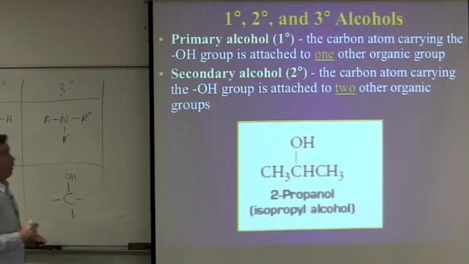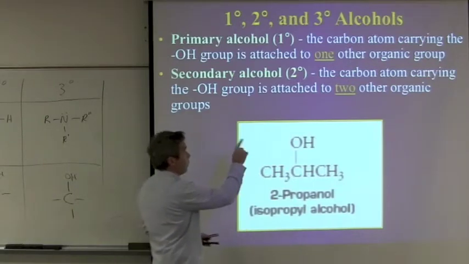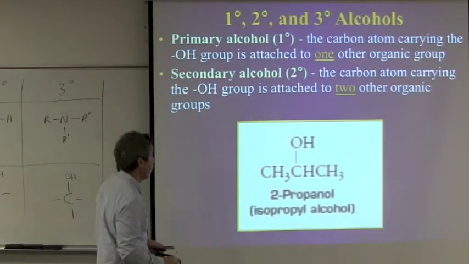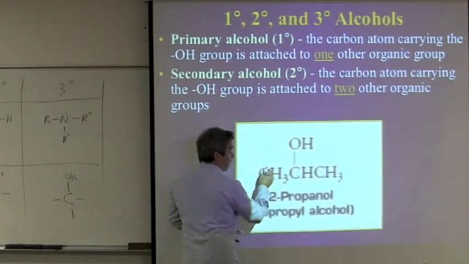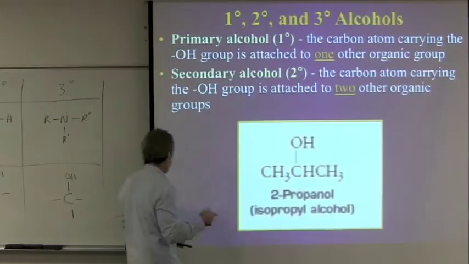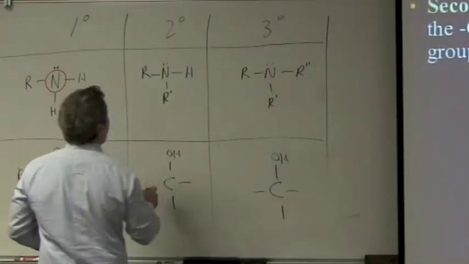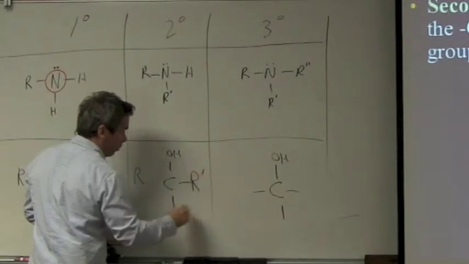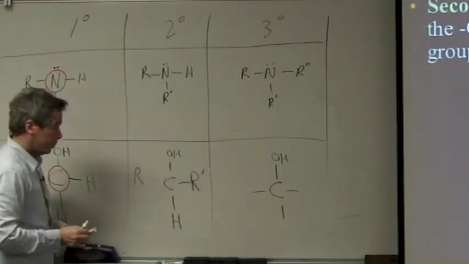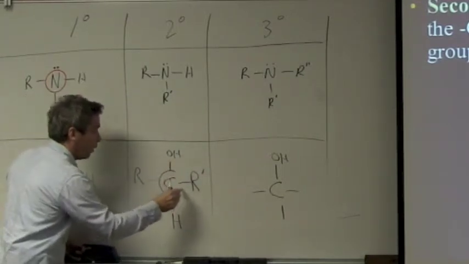In a secondary alcohol, the carbon carrying the OH group is attached to 2 other organic groups. Notice here, the carbon that's carrying the OH has 2 other organic groups and 1 hydrogen. So the general form for a secondary alcohol is this. Let's circle the carbon carrying the OH.